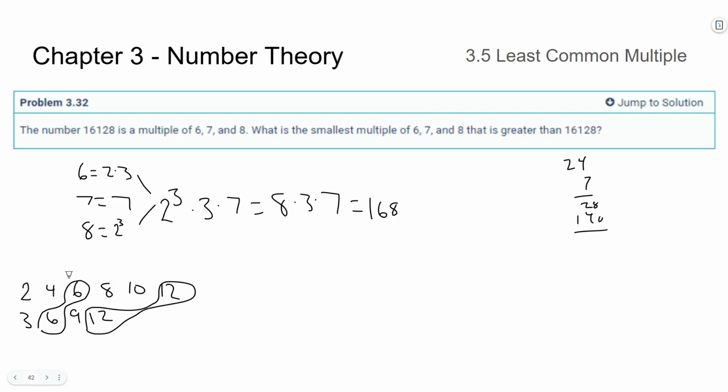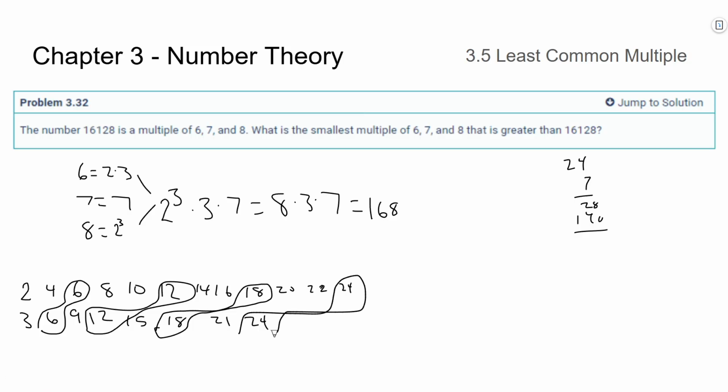But we know that the least common multiple is, actually, you know what, just to show something, I'm going to go a little bit further. So 14, 16, 18, 20, 22, 24, that might be enough to show this. So 12, 15, 18, 21, 24. Okay, so the next one is going to be 18, and the next is going to be 24. So what do you notice about these jumps?